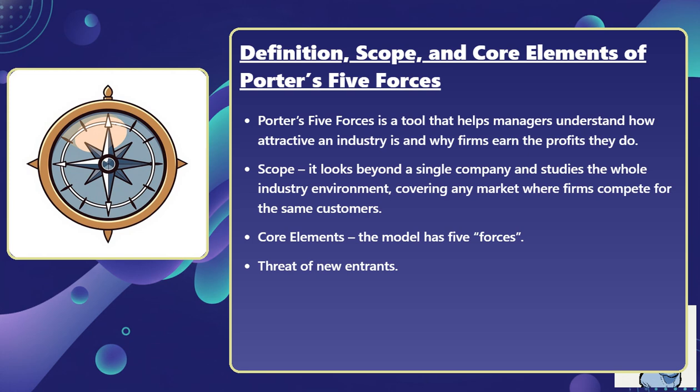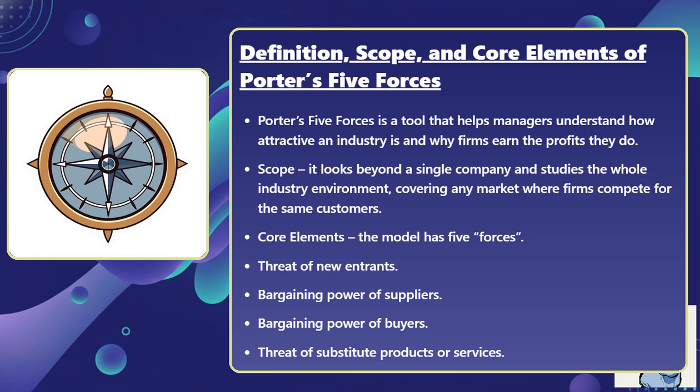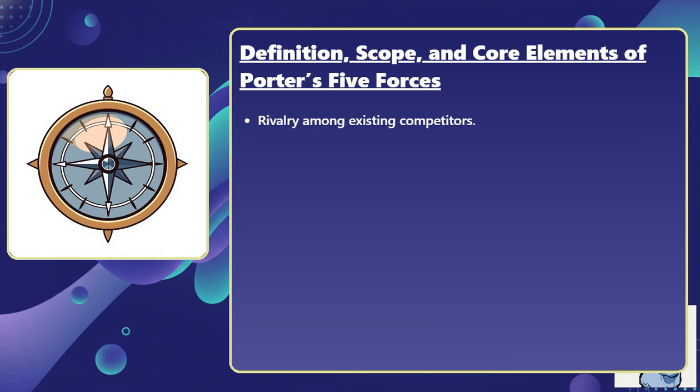Threat of new entrants. Bargaining power of suppliers. Bargaining power of buyers. Threat of substitute products or services. Rivalry among existing competitors. Think of the forces as wind blowing against a ship, the firm.